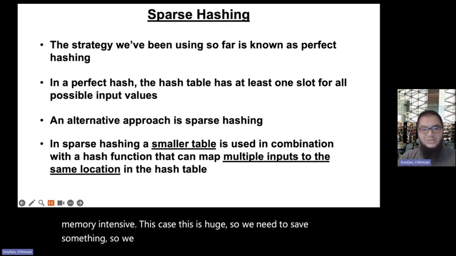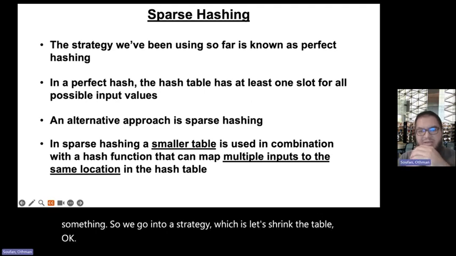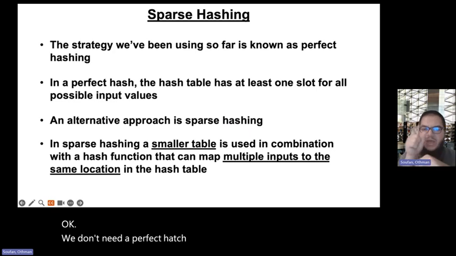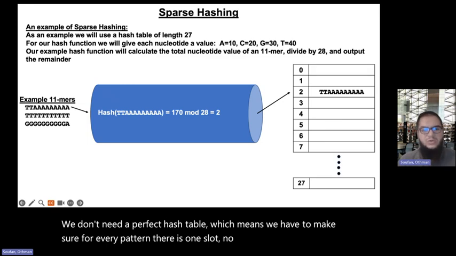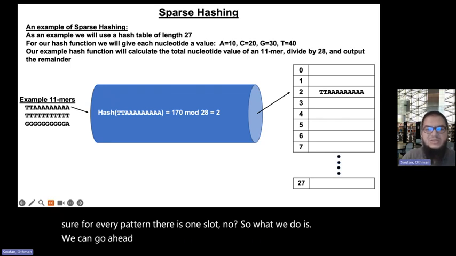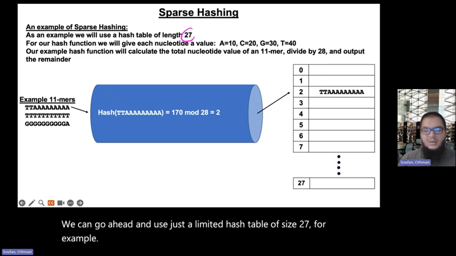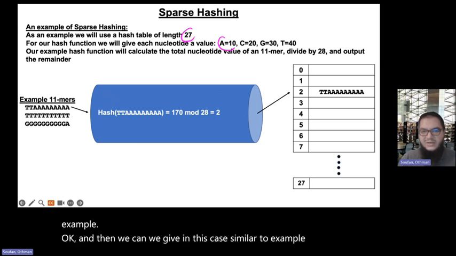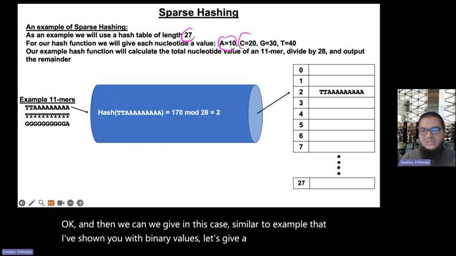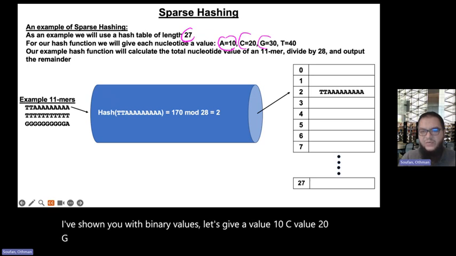So we go into a strategy: let's shrink the table. We don't need a perfect hash table, which means making sure every pattern has its own slot. What we can do is use just a limited hash table of size 27, for example. Similar to the example I showed you with binary values, let's give A the value 10, C 20, G 30, and T 40.